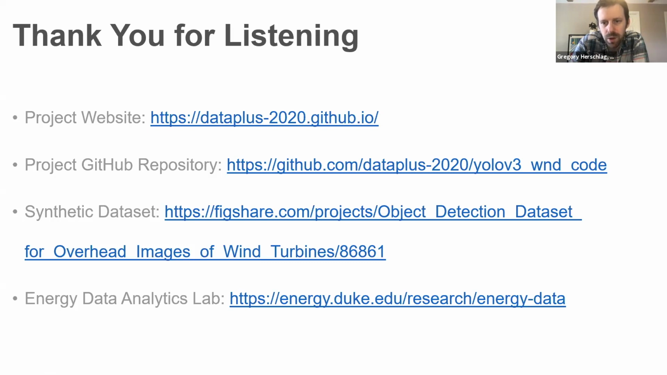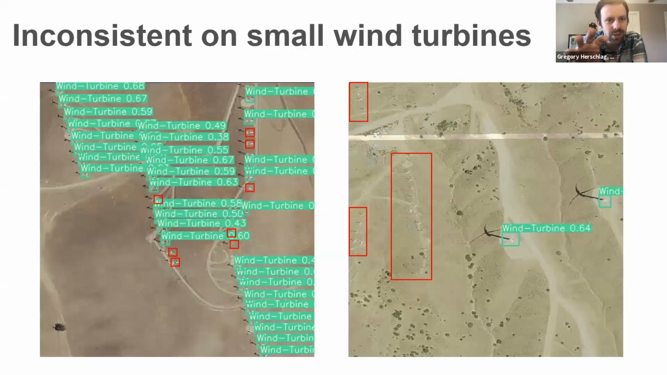I guess while people are thinking about and framing their questions, my assumption is when you say small wind turbines, you mean not as well resolved wind turbines, and that if I had a very high resolution image, wind turbines largely have the same structure as you go down in scale, so these small wind turbines here would look fairly similar to the large wind turbines if the resolution was higher. Is that accurate or not?